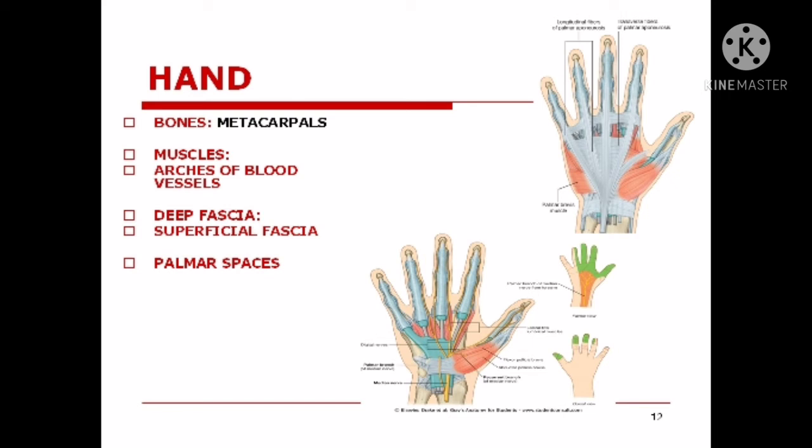The palmar spaces: septa dip toward the metacarpal bones and divide the palm into three spaces: the thenar, the hypothenar, and the midpalmar space. We will discuss these in due time later on.